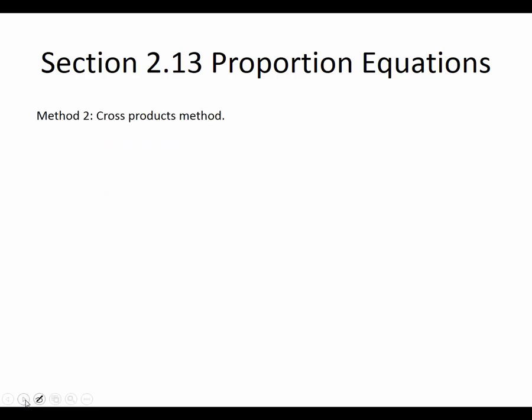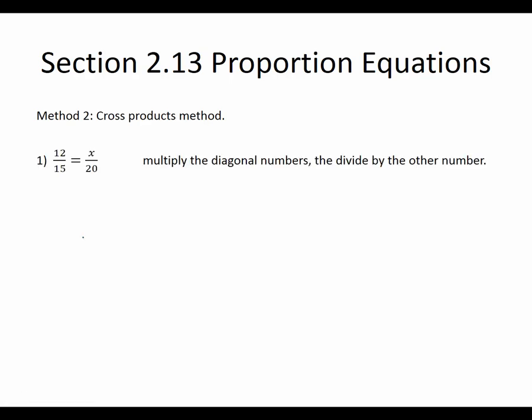Let's take a look at our second method, the cross products method. This is the method the textbook goes over. It's an okay method, it works just fine. A lot of people like this method, so we'll take a look at how this works. To do the cross products method, you're going to look at the two numbers that are diagonally across from each other.